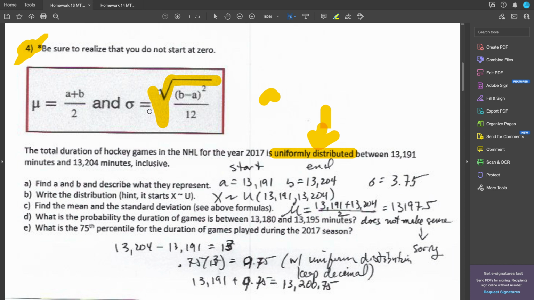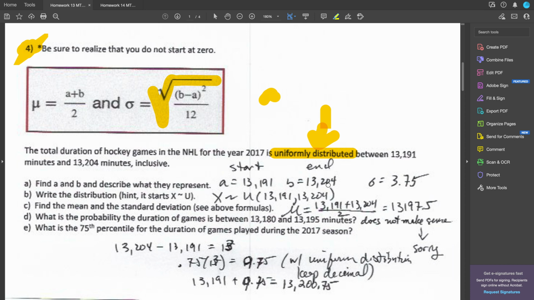In this case, between 13,191 minutes and 13,204 minutes inclusive. So find A and B. Well, A is always the starting point and B is always the ending point. So A is going to be 13,191 and B is going to be 13,204. Okay? So they're the lowest and the highest numbers.